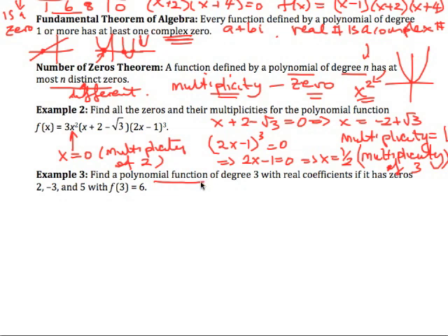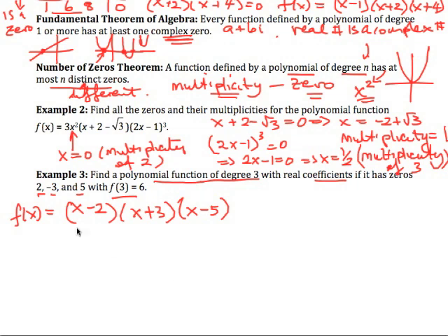So this will allow us to find polynomial functions. Let's suppose we want to find a polynomial function of degree 3 with real coefficients, if it has zeros of 2, -3 and 5, notice they're all distinct, and we have f(3) equal to 6. If we have a 0 of 2, then x - 2 is a factor. Let's write this out as a function of x. If we have -3 as a 0, then x + 3 is a factor. If I have 5 as a 0, then x - 5 is a factor. Now, we don't know if there's a coefficient in front of the largest exponent, so we'll need to take that into account. So we'll put an a in front there.